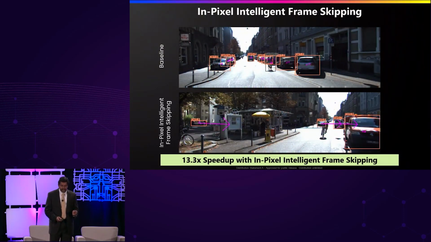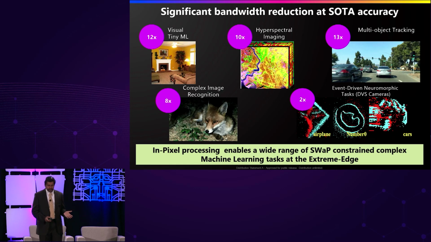And finally, we not only limit our work to the tracking data set, but also on other data sets, such as Visual Wake Words, hyperspectral imaging, to name a few. And we see significant reduction in the bandwidth. And these bandwidth savings translate to the EDP savings. And we see that there is 10 times to 20 times EDP savings. So in a nutshell, the in-pixel paradigm enables a wide range of SWaP-constrained, complex machine learning tasks at the extreme edge.